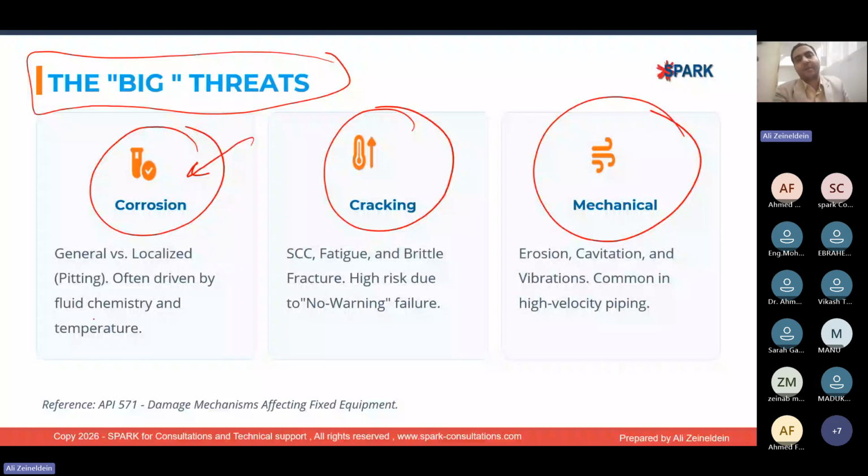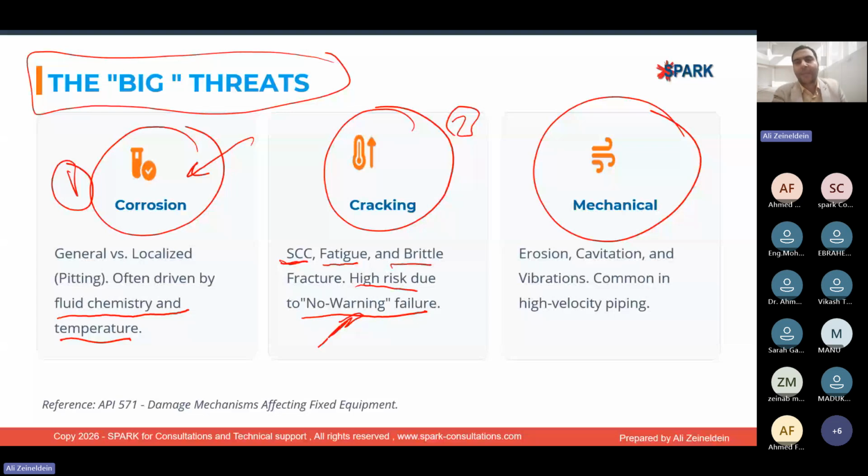The second big threat is cracking. Sometimes stress corrosion cracking may come from fatigue and brittle fracture, for example, which is high risk due to no-warning failure. No-warning failure means that the brittle fracture occurs suddenly. This is the second one.